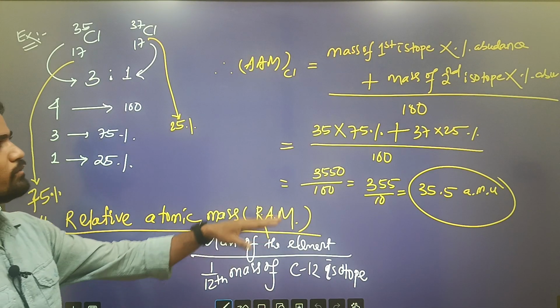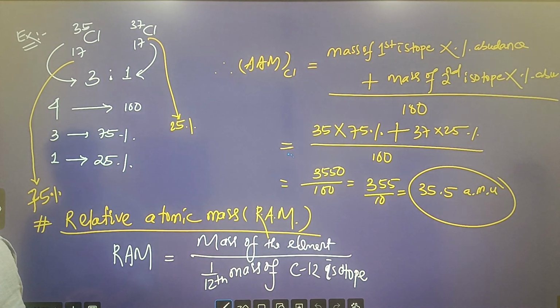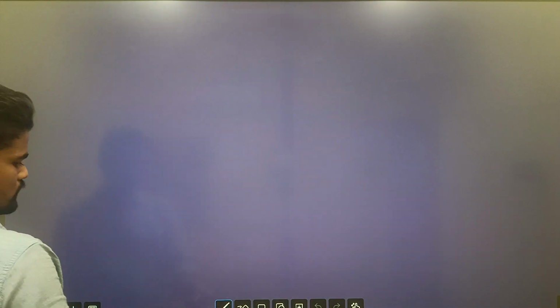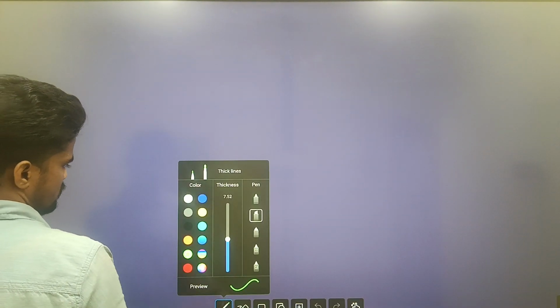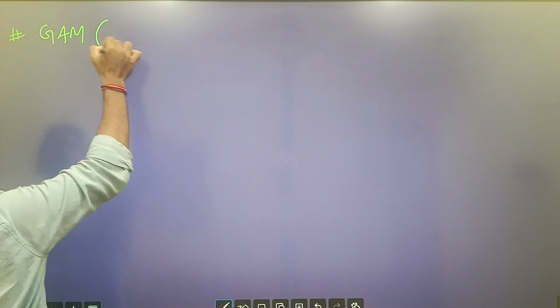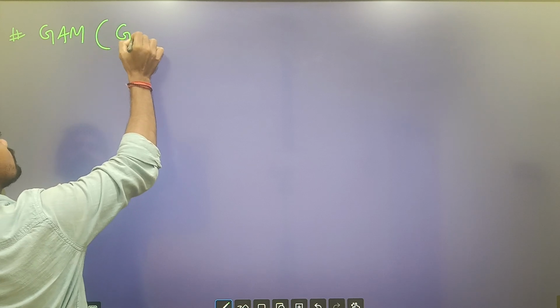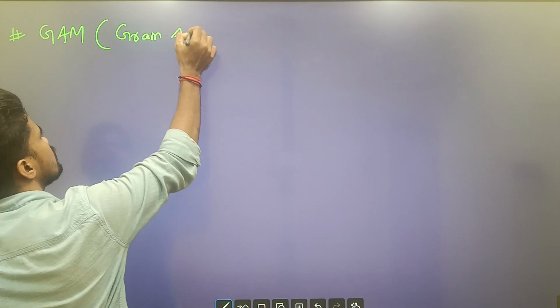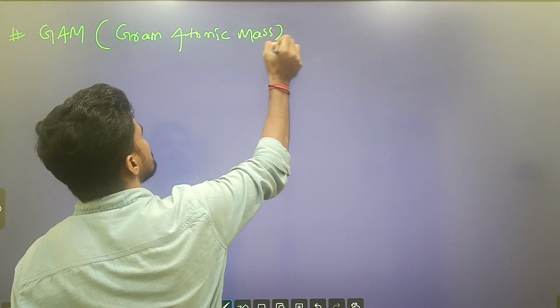So what we have discussed: relative atomic mass, RAM, then average atomic mass, AM. Now come to the point. Last one is GAM. Okay, RAM, AM, GAM. So GAM means what? Gram atomic mass.